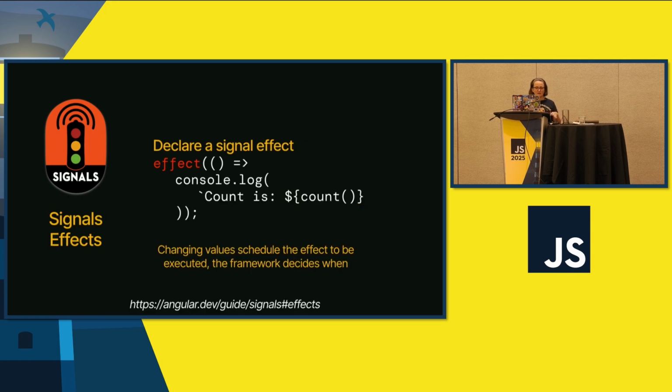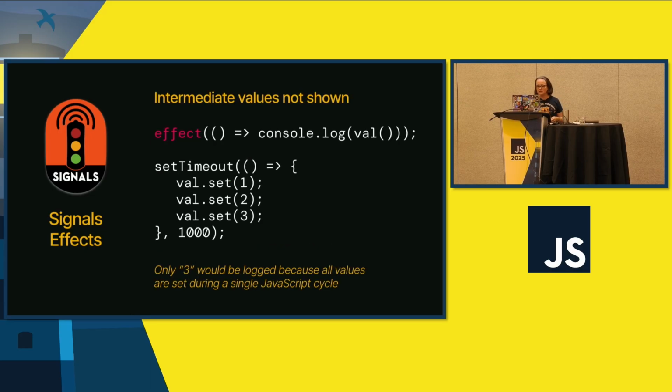Now, effects are a little different. So you can declare a signal effect. What'll happen is when this value changes, the effect will schedule itself to run the callback. It's important to know that people say it invokes the effect again when the value changes. It doesn't actually invoke it right then, it schedules it to be invoked. So if you write code like this, where you do a set timeout where you very rapidly change the value 3 times, the only value that's going to be console logged is that last value, because that's the only one that exists when it's actually executed. And so that's where we say that signals can possibly lose values.